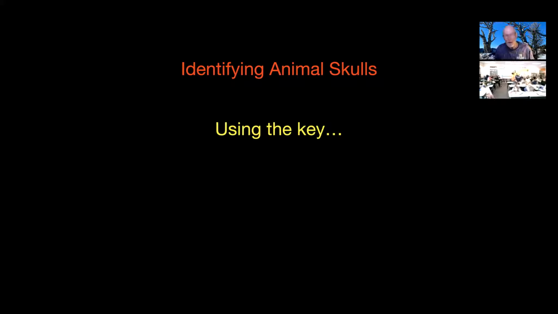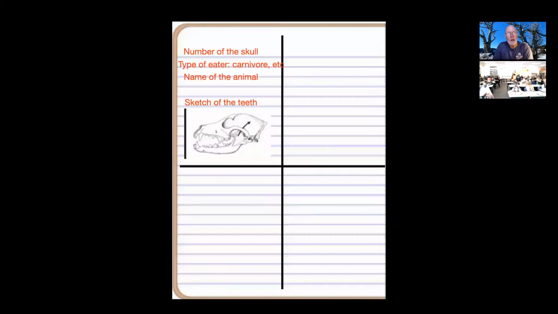And so let me show you how this works. In your notebooks, I want you to set up your notebook so that maybe you take a single notebook page and divide it into 4 sections. So a line down from the top to the bottom, in the middle, and then a line across the middle from the left to the right.